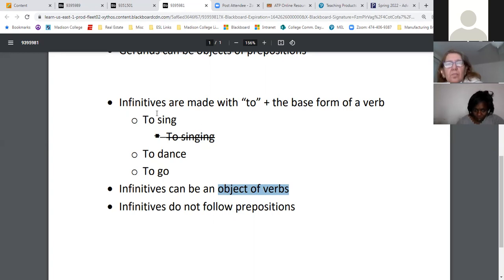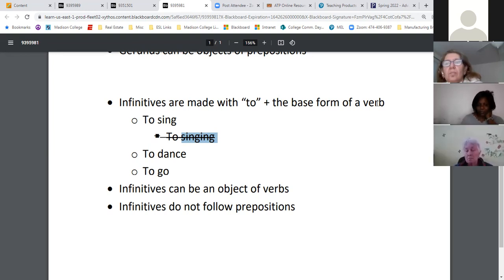There I use an infinitive after specific verbs such as want and like and hope, but I don't say she likes to cooking, right? Because we only use to plus the base form of a verb. So she likes to cook, not she likes to cooking. She likes to shop, not she likes to shopping. Okay, so we use infinitives after certain verbs.